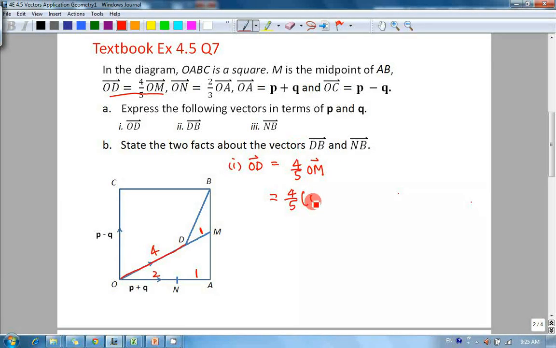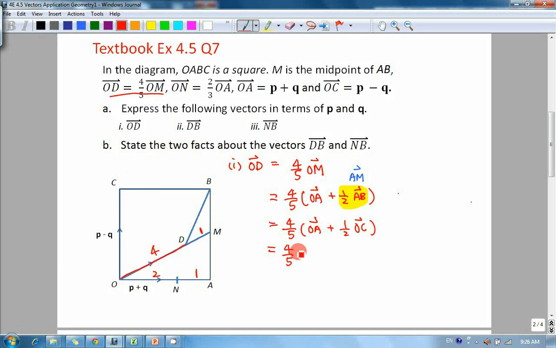Alright, OM is actually OA plus half of AB. M is the midpoint, so AM is half of AB. Maybe I write down here, half AB is actually AM. Then next, what is AB? AB is not given, but since this is a square, AB and OC must be the same, so this is actually the same as half OC.